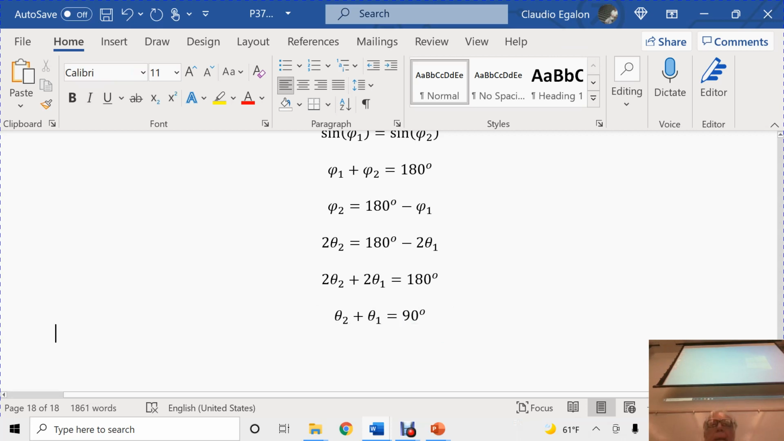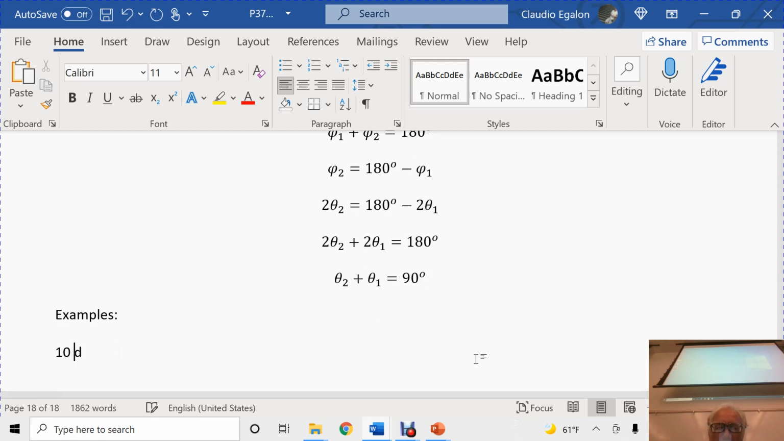Okay? If theta 1 plus theta 2 is equal to 90 degrees, then both angles will have the same range. Okay, example. 10 degrees and 90 degrees. Not 90, sorry, 80 degrees. Right? You sum those two angles, you get 90 degrees. So if you launch a projectile at 10 degrees, it's going to get that range. If you launch a projectile at 80 degrees, it's going to get the same range. Okay?